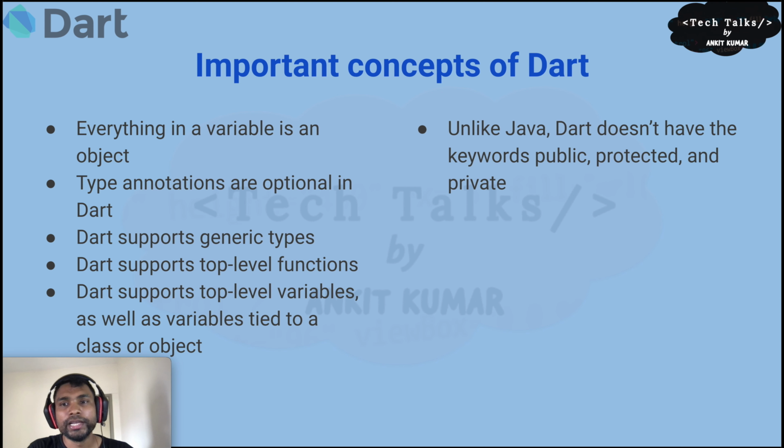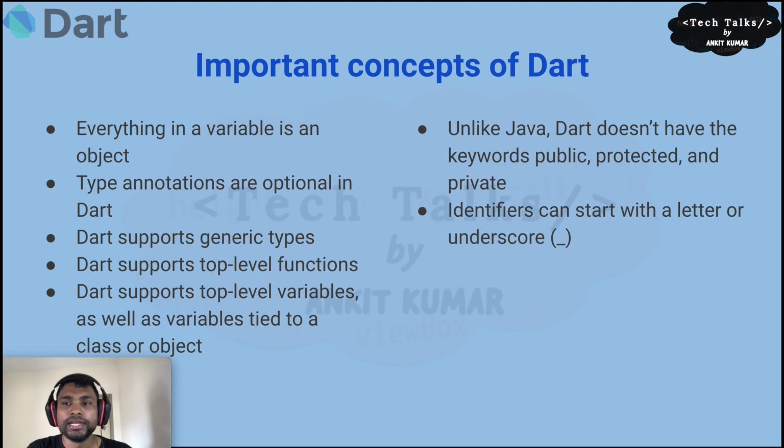Unlike Java and Kotlin, Dart doesn't have keywords such as public, protected, and private. If an identifier starts with an underscore, it's private to its library. Identifiers can also start with a letter or underscore, followed by a combination of characters and digits.